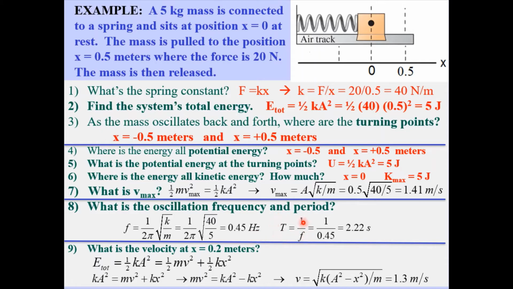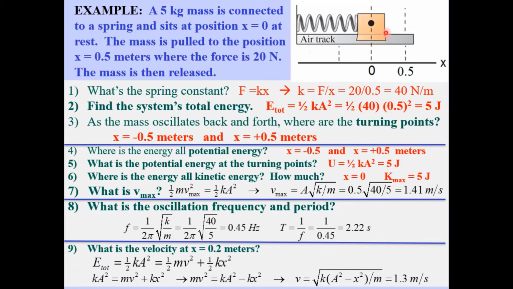Remember, these have a reciprocal relationship. So 1 over 0.45 gives us 2.22 seconds. This is how long it takes for the mass to go from here all the way to the left and all the way back to where it started from. That's the period there. Finally, question number 9, what is the velocity at x equals 0.2 meters?